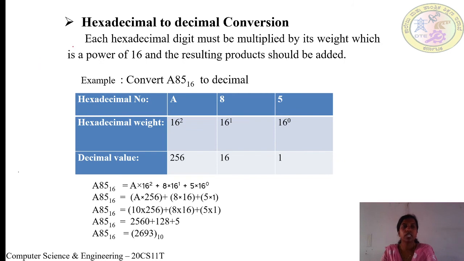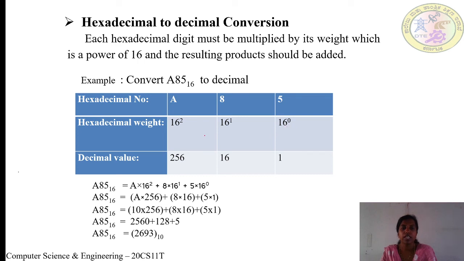Next we move on to the conversion from hexadecimal to decimal. Each hexadecimal digit must be multiplied by its weight, which is a power of 16, and the resulting products should be added. Take every digit of the hexadecimal number, written from right to left, that is 5, 8, A.